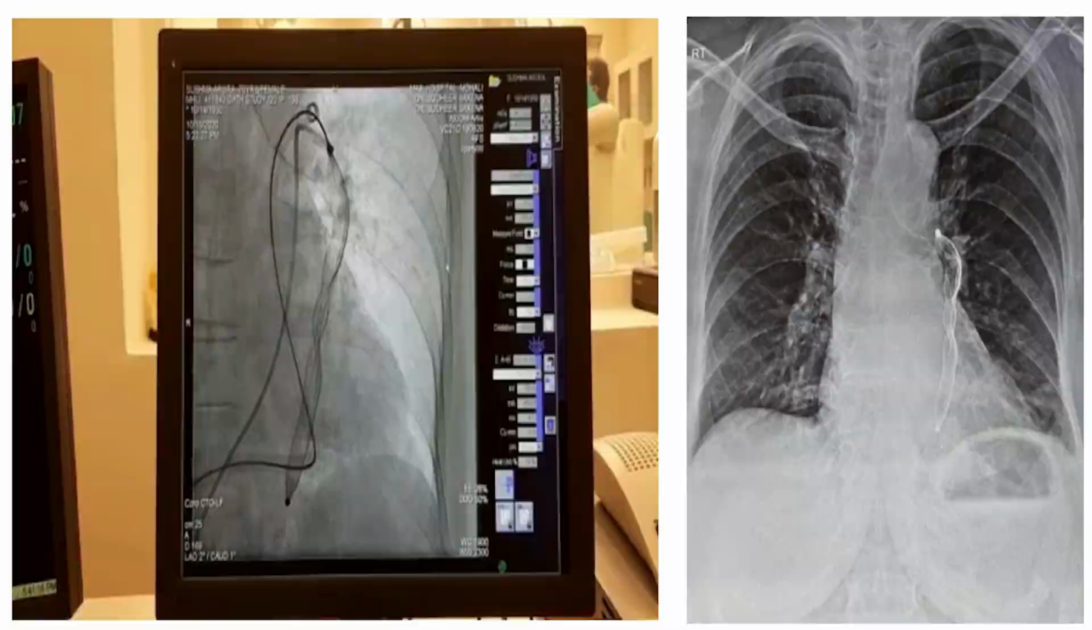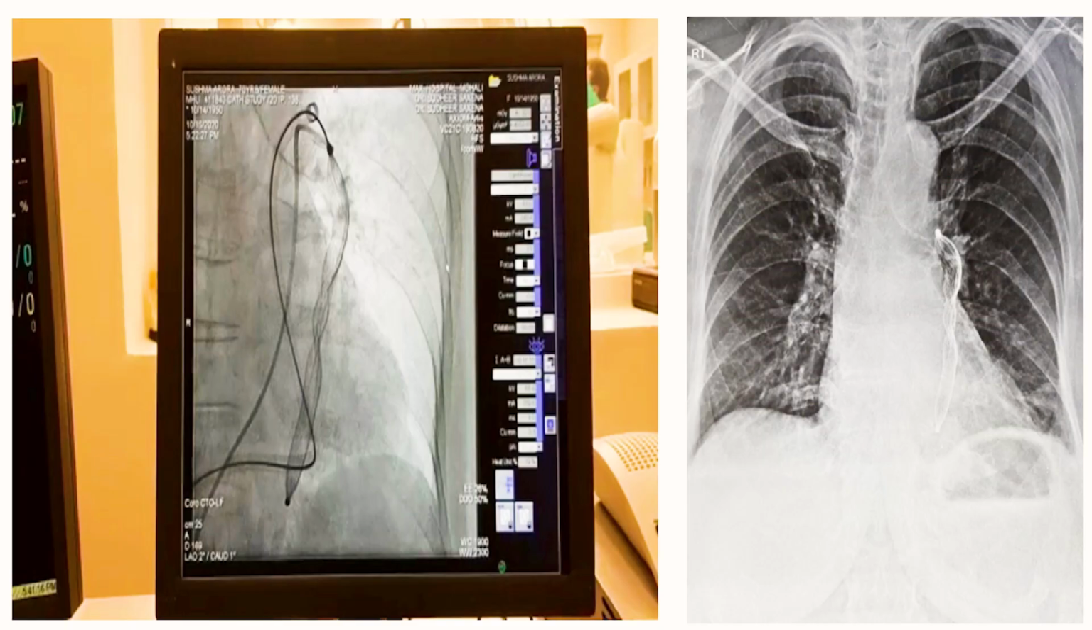We thought of putting coils and all, but the flow was so torrential that we knew they were going to migrate from there into the systemic circulation. What we did was we took an ASD device, we just pushed it inside and just pulled it. So it became like that, and it totally occluded the shunt.